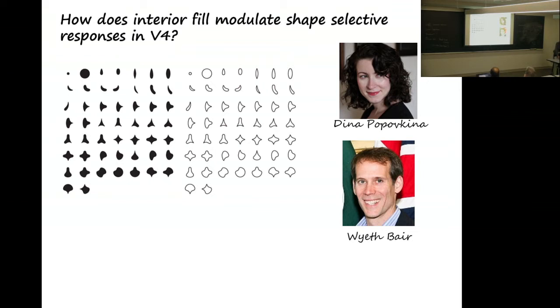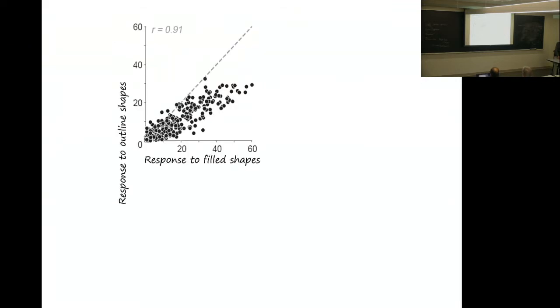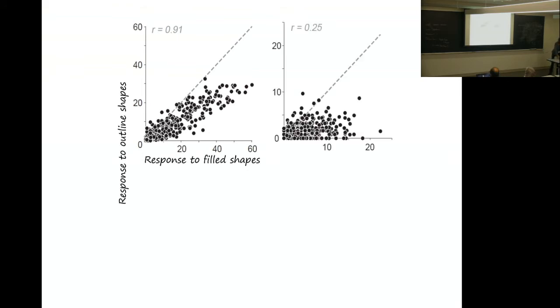Okay, so we looked at the responses. We compared the responses to these filled shapes and outlines, and there are some neurons that respond in a very similar way. They're similarly selective, regardless of whether the stimuli are filled shapes or outlines. Responses are stronger to filled and weaker to outlines, but there is a strong correlation. But other neurons respond like so.